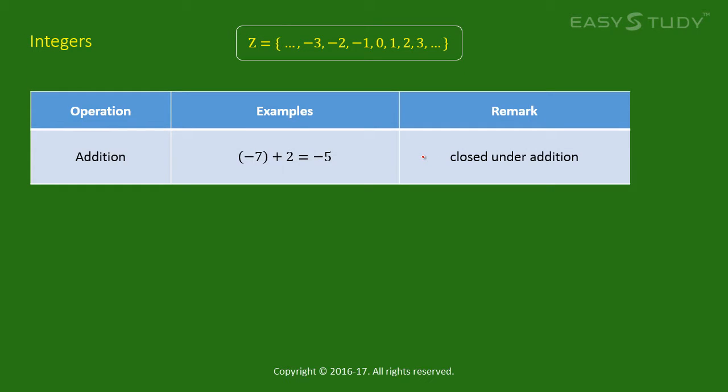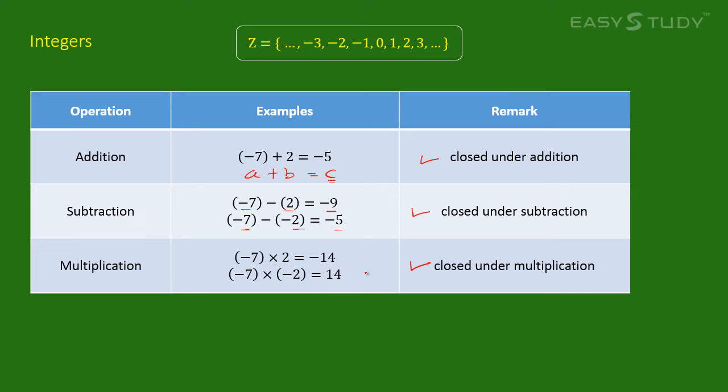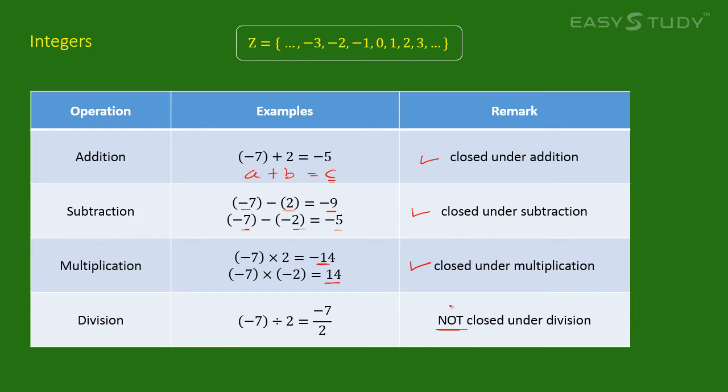Integers are closed under addition. If you add two integers, the result is always an integer. Integers are closed under subtraction. The subtraction of two integers is always an integer. Hence, they are closed under subtraction. Integers are closed under multiplication. If you multiply two integers, the result is always an integer. How about division? Integers are not closed under division. As you can see in this example, we are dividing the two integers minus 7 and 2, and the result is a rational number. Hence, integers are not closed under division.